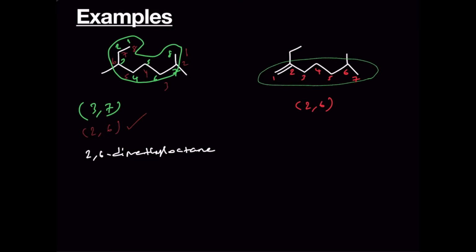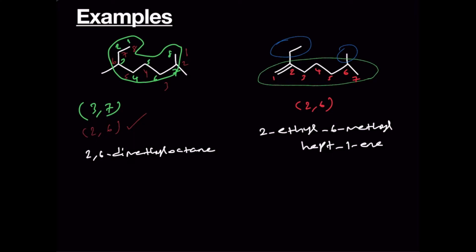The IUPAC name for this molecule is 2-ethyl. We have an ethyl group, we have a methyl group. So 2-ethyl, 6-methyl, hept, just one word, and then 1-ene, not 2-ene. The alkene starts at 1. That's what we should mention.